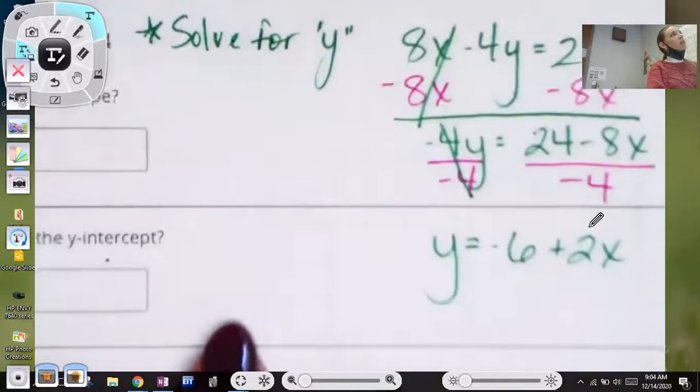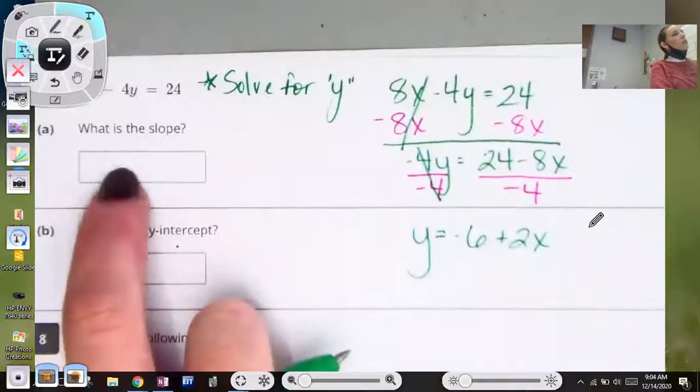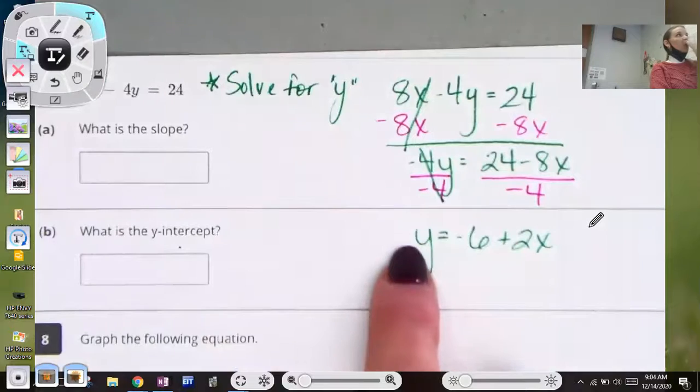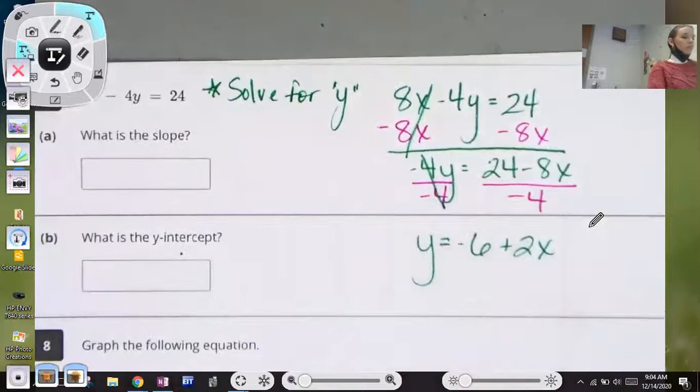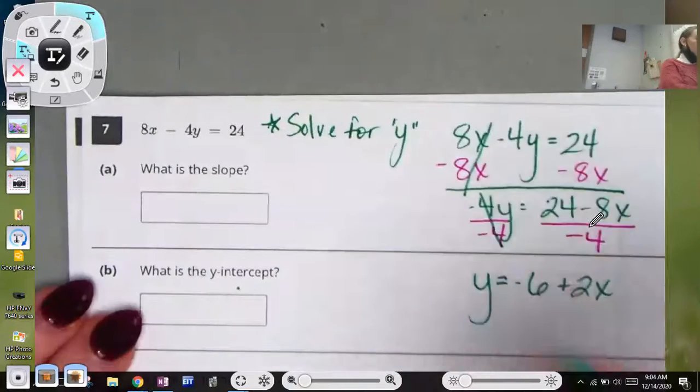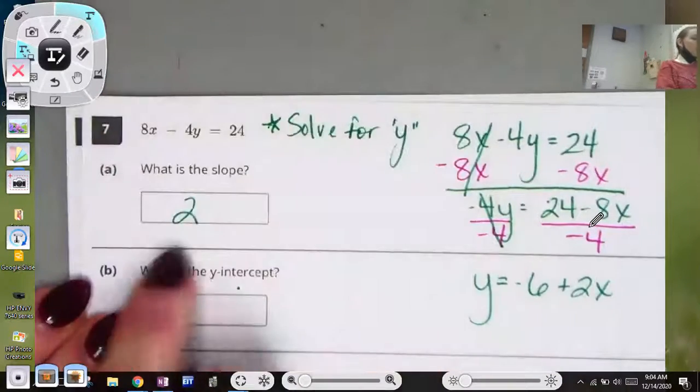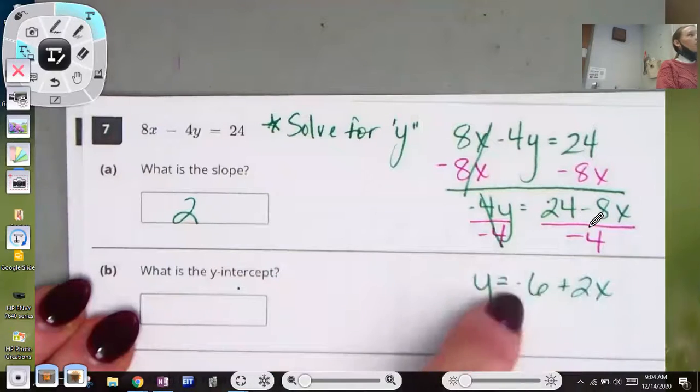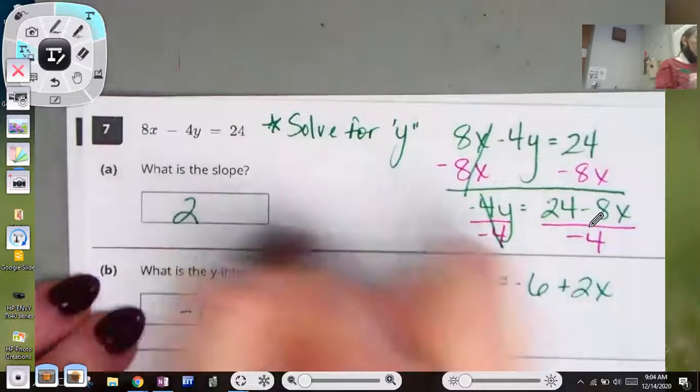So now it wants to know, what is the slope? If I'm looking at my equation set equal to y, which number is the slope? 2. It's the number paired with my x. What is my y-intercept? -6.